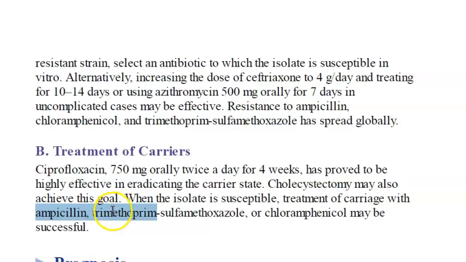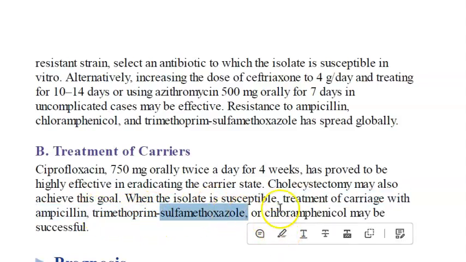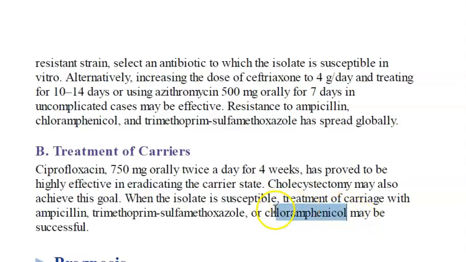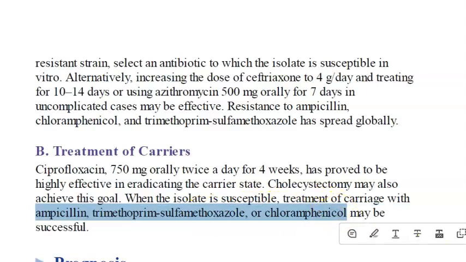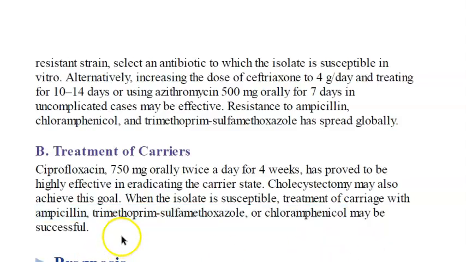You can also give ampicillin, trimethoprim sulfamethoxazole, chloramphenicol. Again, all these are older drugs. So these are the drugs whose names you would have heard earlier for typhoid treatment. They are used only for treatment of carriers now. Ampicillin, trimethoprim sulfamethoxazole, chloramphenicol. Okay. So these three, they are talking only in the context of carriers.